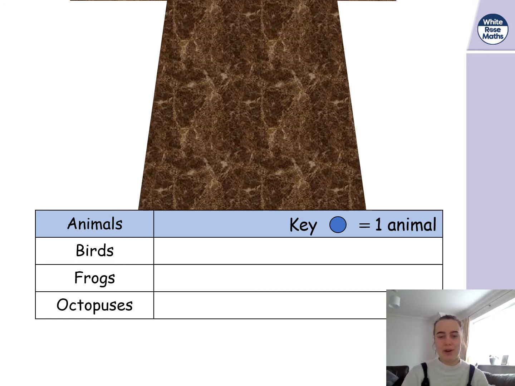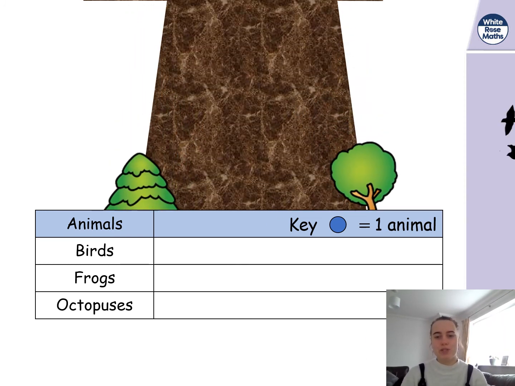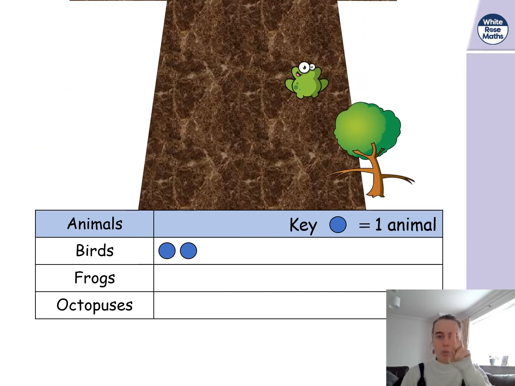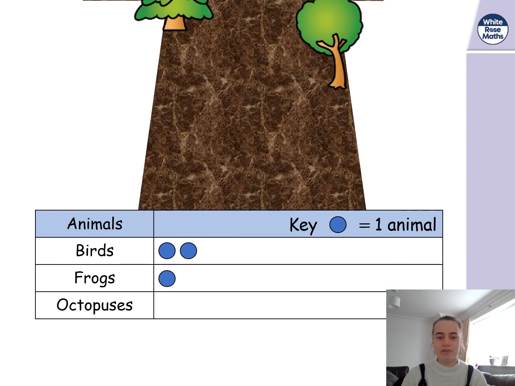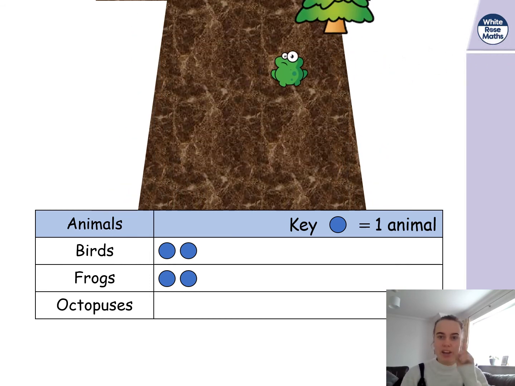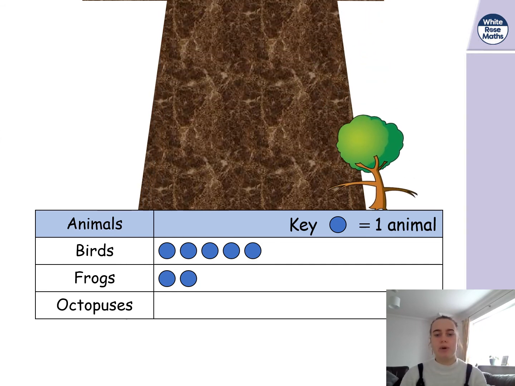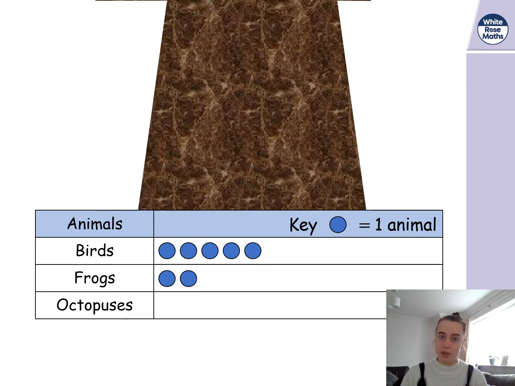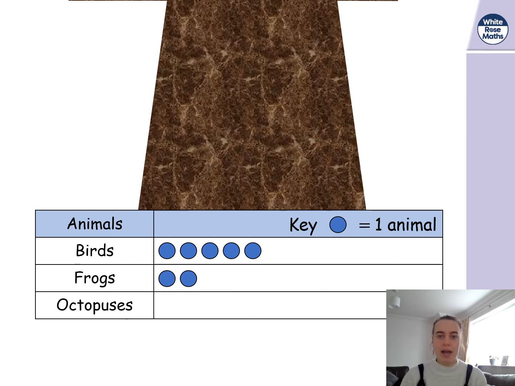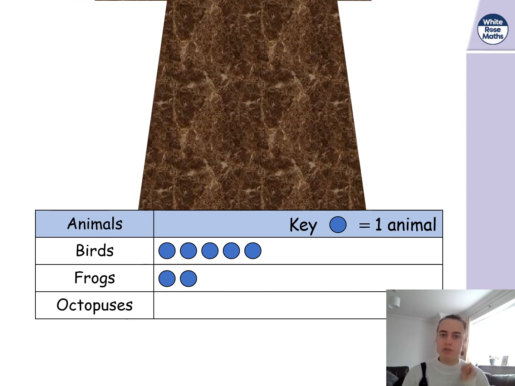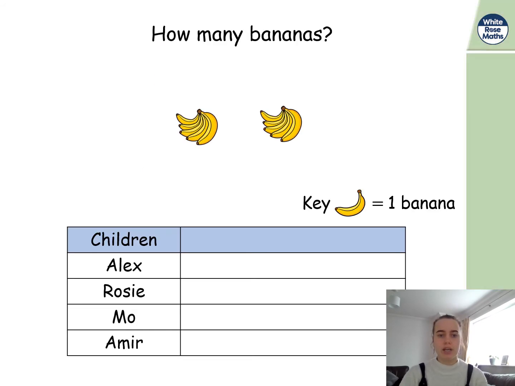Right, here we go on our walk. So blue circle for each animal. So there's 2 birds, so 2 blue circles in the birds row. 1 frog, so 1 blue circle in the frog row. Another frog, so another blue circle in the frog row. 3 birds, so 3 birds in the bird row. So we've seen how many birds? We've seen 5 birds. And how many frogs? We've seen 2 frogs.